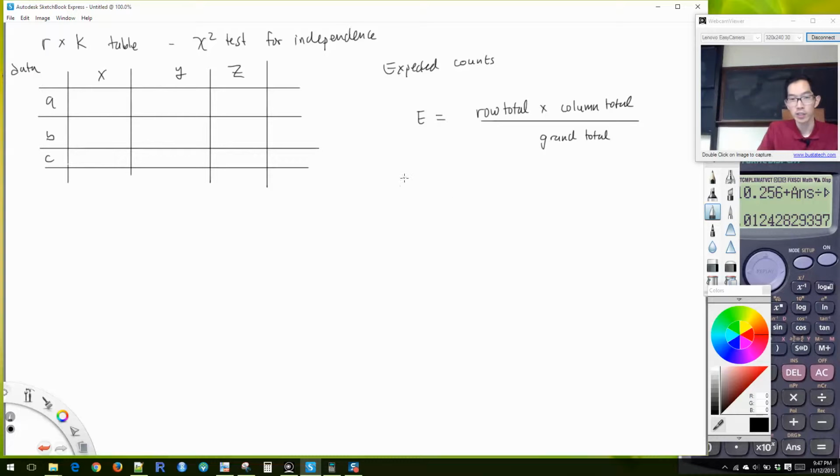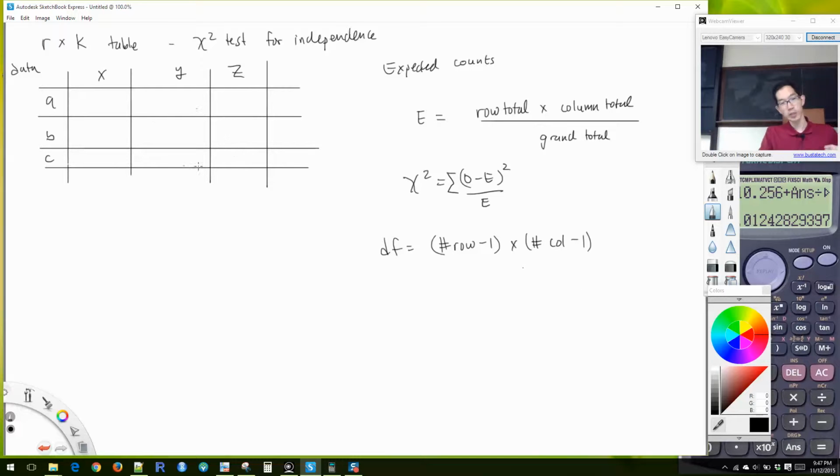Okay? Your chi-squared is still exactly the same: observed minus expected squared over expected. And your degrees of freedom is number of rows minus 1 times number of columns minus 1.